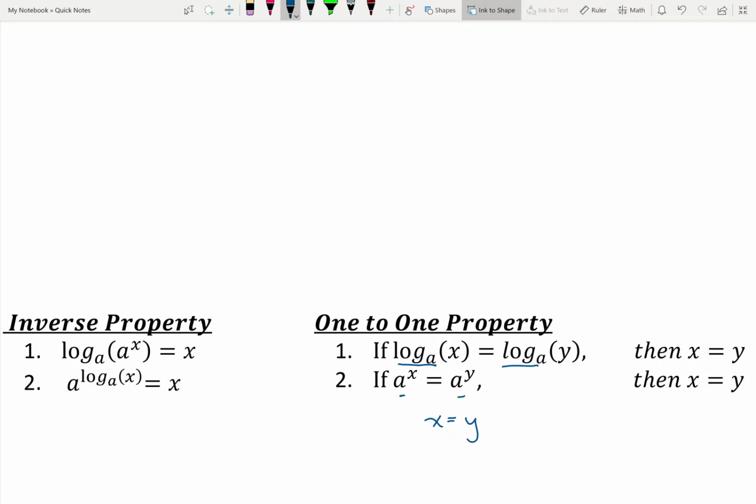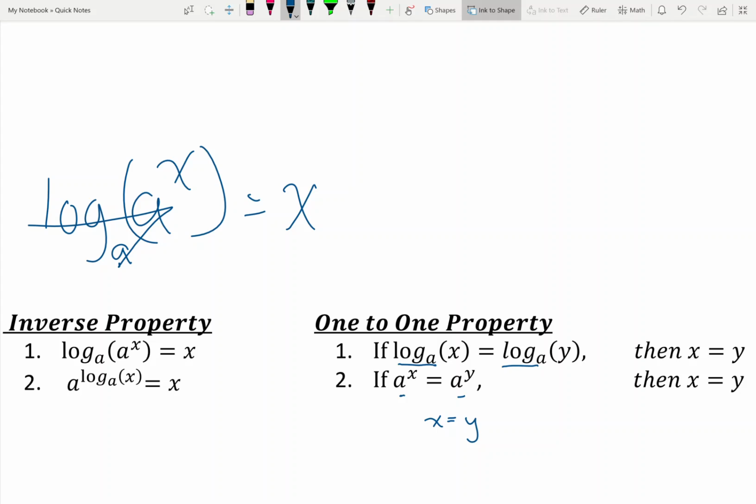And let's look at the other one, the inverse property. We've already used these a couple of times, but I'm just reiterating here. The inverse property says that if I have a to the x, then I can use log base a of this whole thing, and it undoes all of this and just leaves me with x. So the log ends up canceling out the exponential, and in the same sense, the exponential ends up canceling out the log. So that's why we call it the inverse property, right? They're kind of undoing each other. Okay, so let's go ahead.